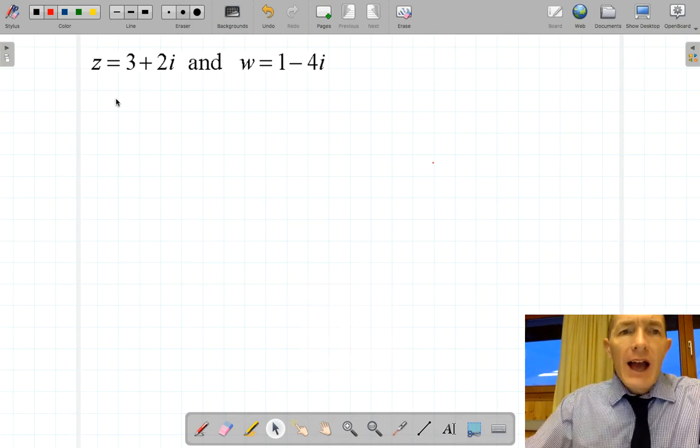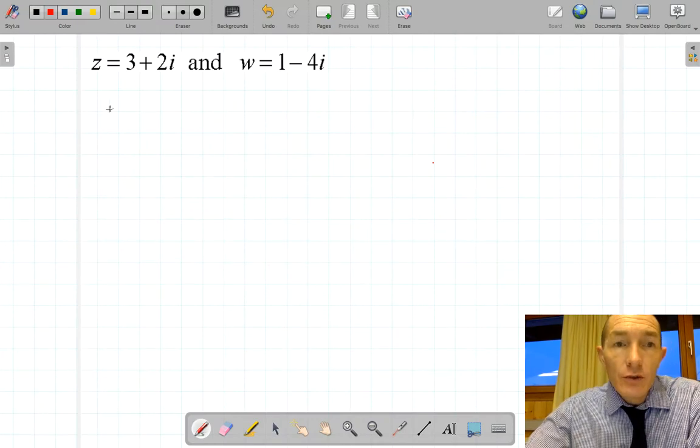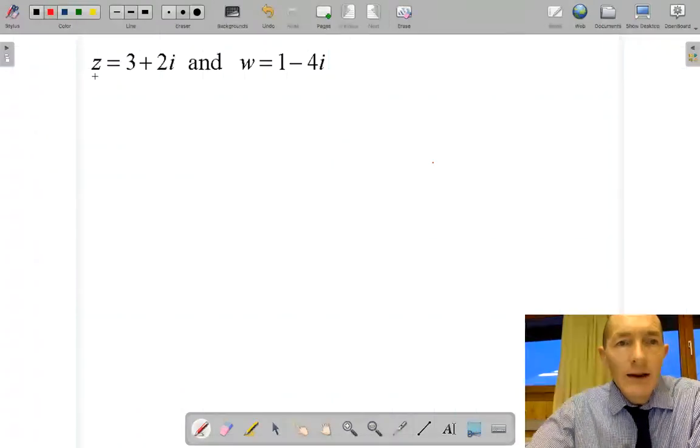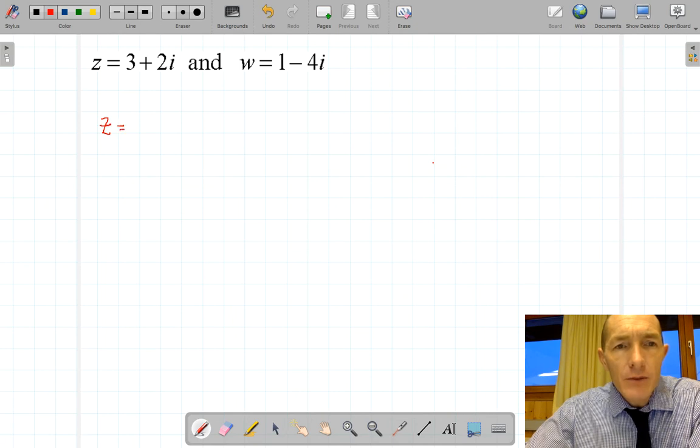Okay, we're going to have a look at the complex number here, and in particular, looking at some operations we can do with the complex number. So let me first explain. I've got two complex numbers here, and the complex number for z is made up, let me just rewrite this, of a real number, which is the first part, 3, and an imaginary part, which is the second part, and that's indicated by the i.